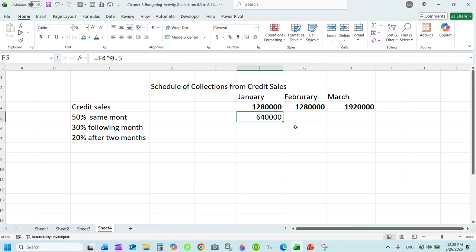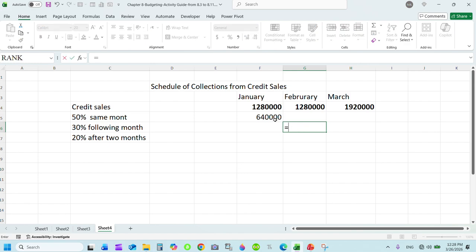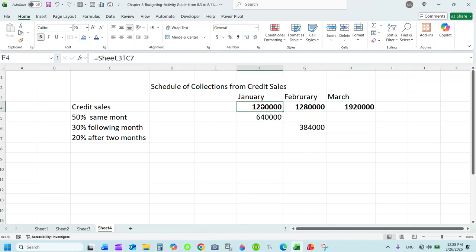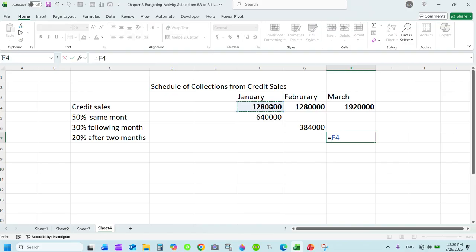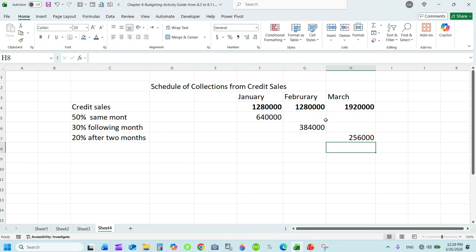Out of the balance, 30% will be collected in the February month. So you can say this multiplied by 0.3, right? Out of this 1,280,000, 50% same month, January, right? Another 30% February, and balance 20% will be collected after 2 months.